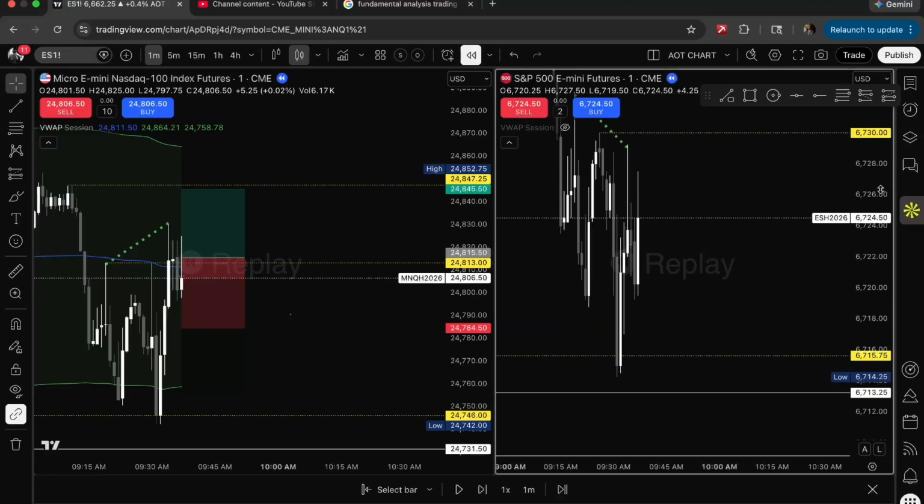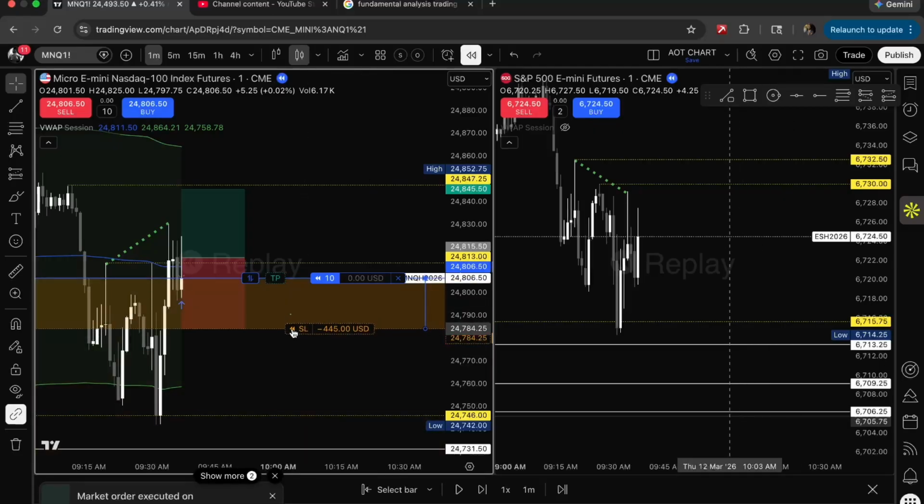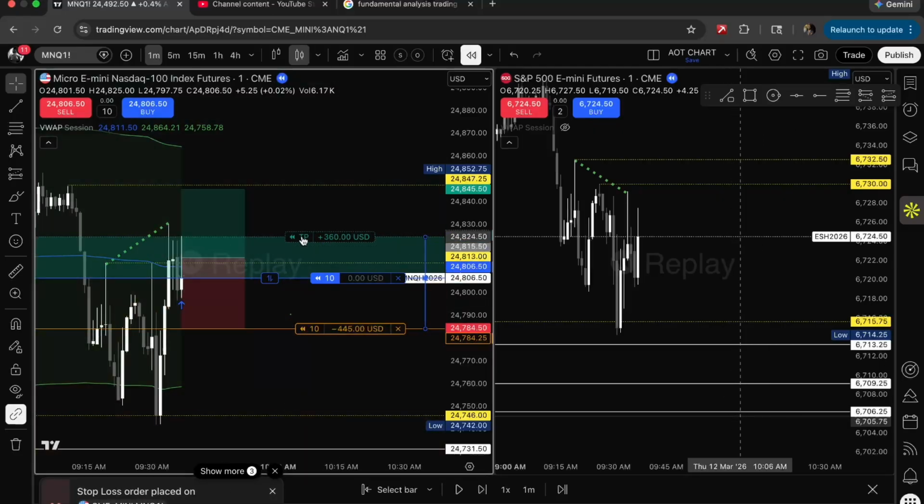Right? Look at this candle on ES. This is a full engulfment candle. This is a good sign to be bullish, to take a bullish trade. Let's see what happens. So I'm going to enter this trade again. Stop loss here. I can target this high.